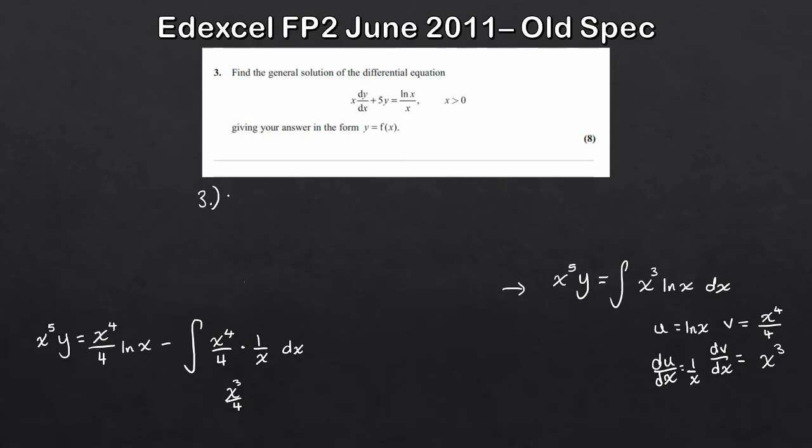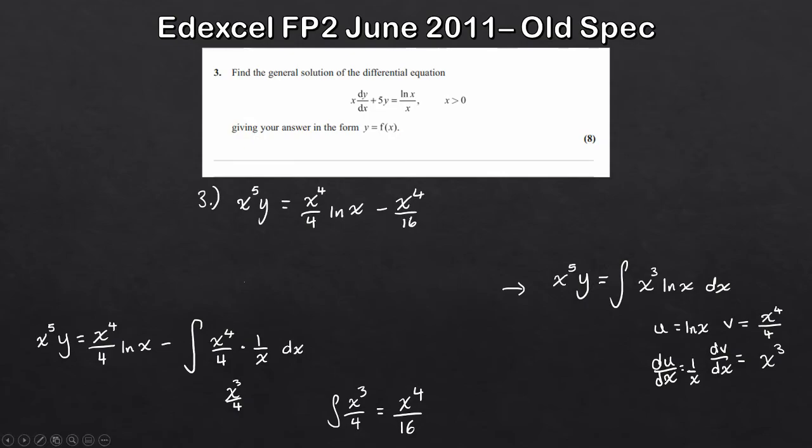So what we've got here now is the integral of x cubed over 4, that's equal to x to the 4 over 16. Okay, so what we've got here now is x to the 5 times y is equal to x to the 4 over 4 ln x minus x to the 4 over 16. Okay, so this is quite a long question, and don't forget your plus c, right? We need the plus c because it's a general solution.